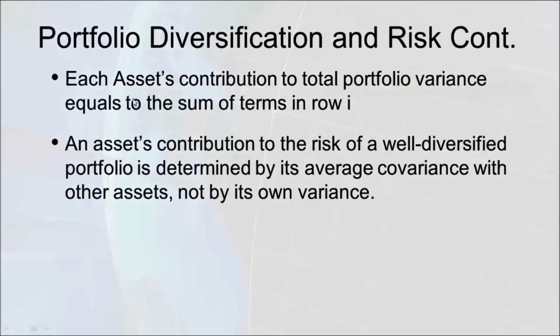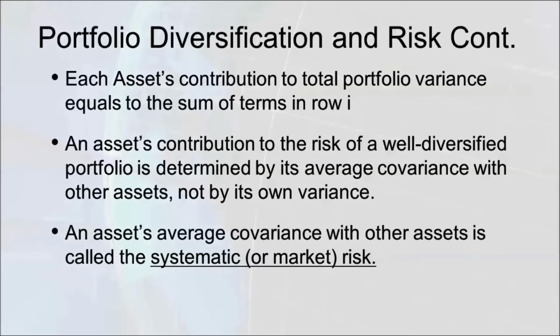So each asset's contribution to total portfolio variance is equal to the sum of these covariance terms. An asset's contribution to the risk of a well-diversified portfolio is determined by its average covariance with other assets, not by its own variance. So in a well-diversified portfolio, you're going to have only covariance risk left. That means you have only the systematic or market risk left. We call that covariance risk market risk.